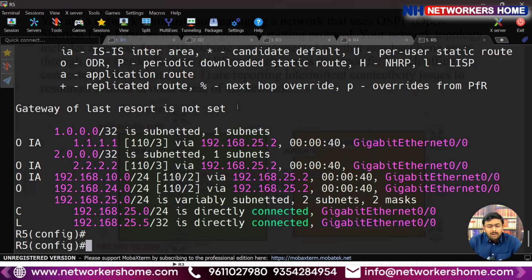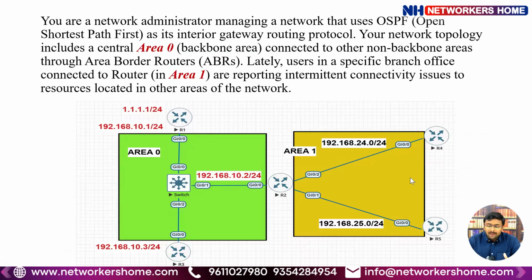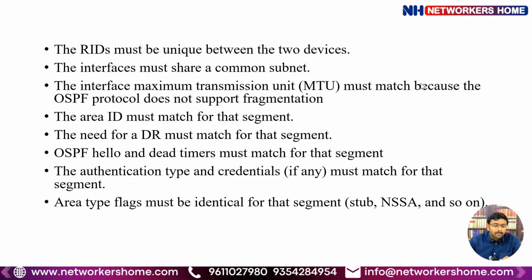Now there can be multiple scenarios where we will not be receiving the route information from area 0, that is, a router present in area 1 is not able to communicate or not able to receive any route information from the routers belonging to area 0. Those scenarios can be based on the criteria to form the neighborship in OSPF. In this we have multiple different criteria.